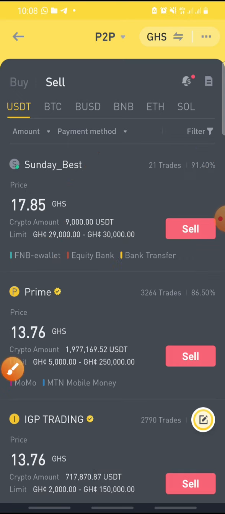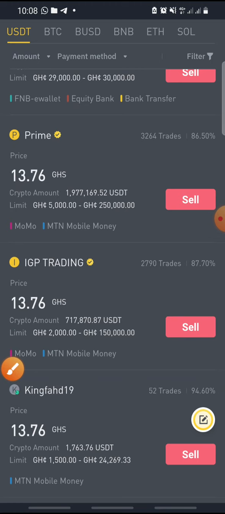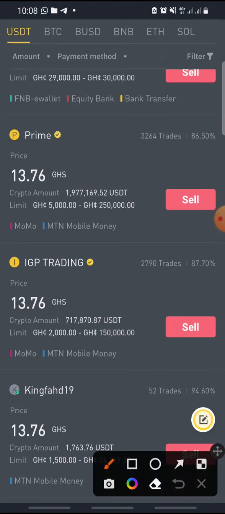Let's take the second person. The second person is Prime. Let's look at the name. His name is Prime. He is taking 13 Ghana cedis for $1. So when you give him $1 or one USDT, he gives you 13 Ghana cedis, 76 pesewas. Now the value is USDT, and in fact, look at this value, the one that I've just checked. This very one is the total amount of money he has currently that the system has recognized.